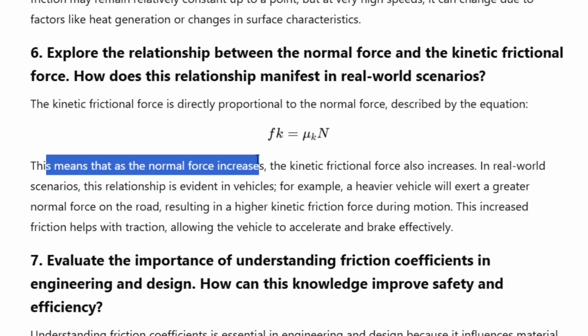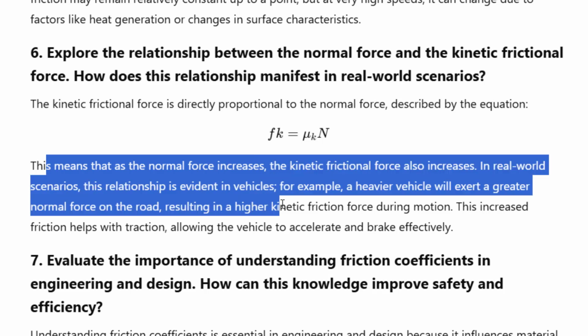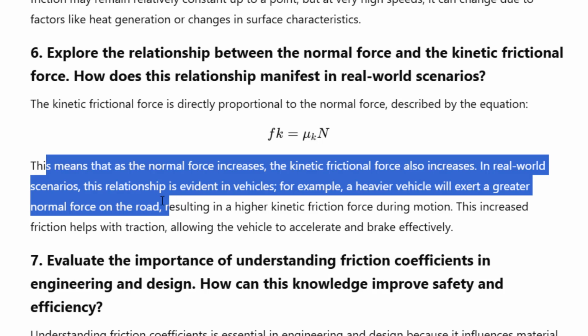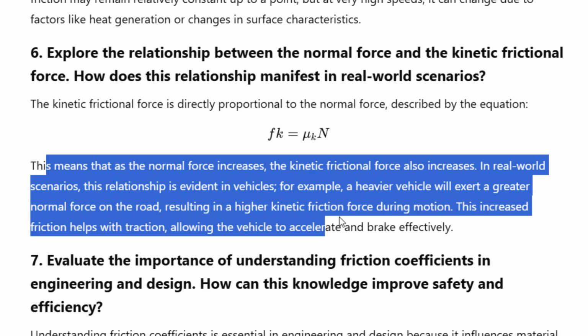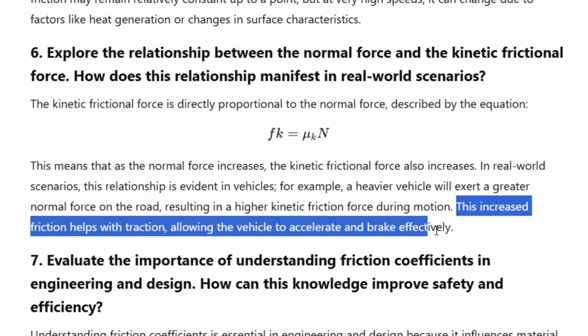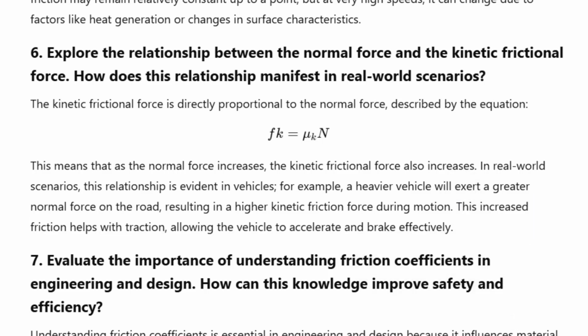In real-world scenarios, this relationship is evident in vehicles. For example, a heavier vehicle will exert a greater normal force on the road, resulting in a higher kinetic friction force during motion. This increased friction helps with traction, allowing the vehicle to accelerate and brake effectively.